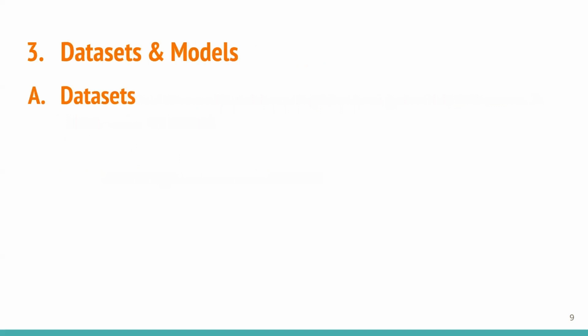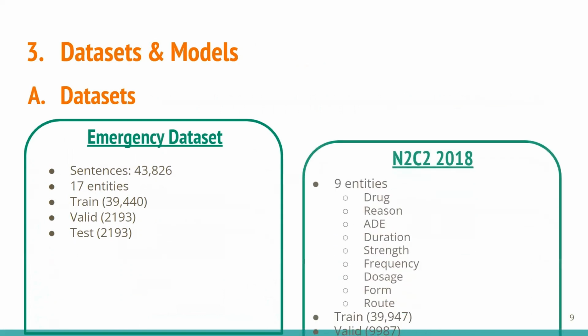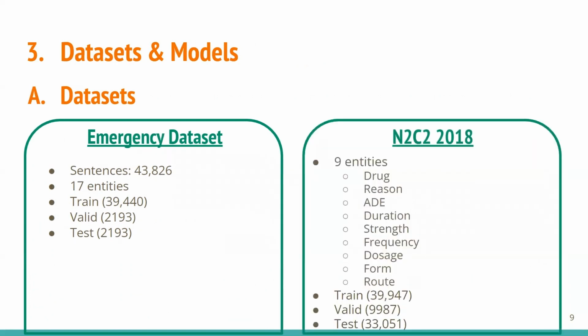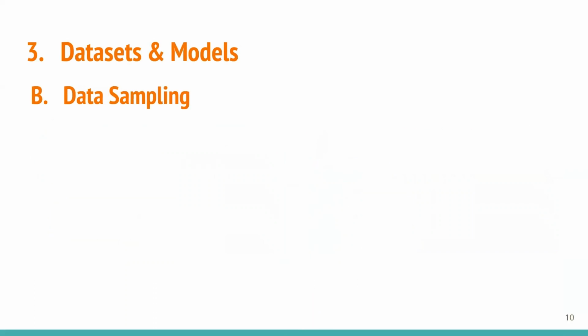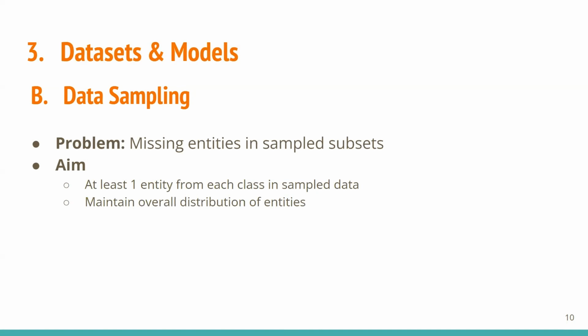Next, for the datasets, the emergency dataset has 17 entities and around 39.4K training sentences, while the N2C2 dataset has 9 entities and 39.9K training sentences. A problem faced when cleaning and extracting data is that there are often missing entities in newly sampled data when sampling a subset from a main dataset. Thus, a new method to derive balanced samples was created with the aim to have at least one occurrence of each entity in the sampled data and maintain the overall distribution of entities.